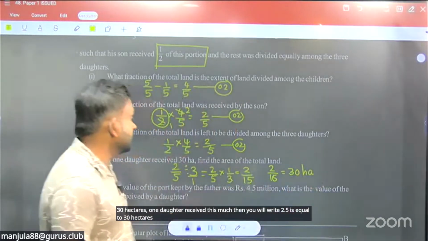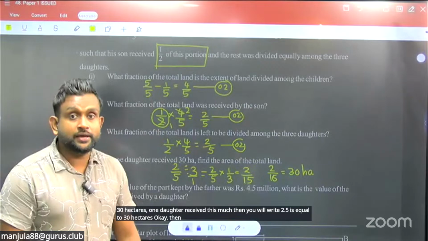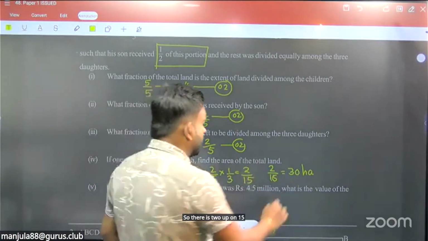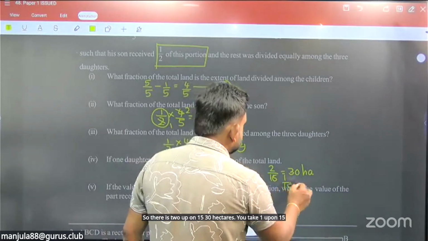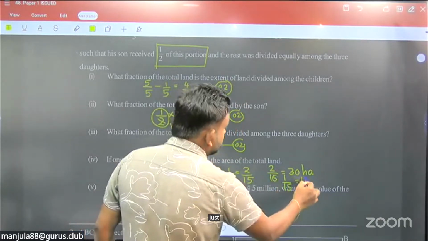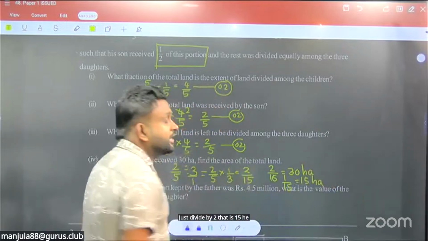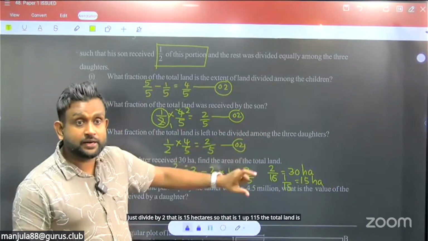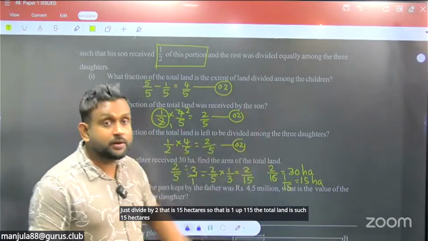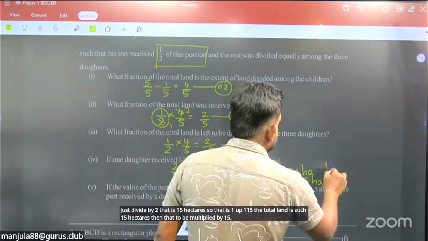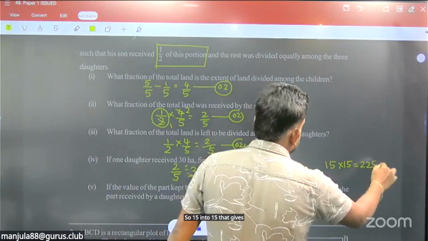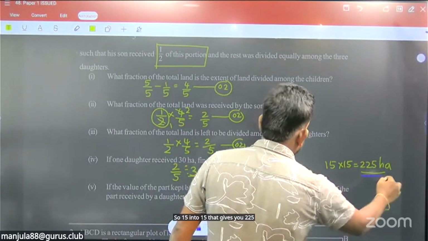Then find the area of the total land. So that is 2 upon 15, 30 hectares. You take 1 upon 15, how much? Just divide by 2, that is 15 hectares. So that is 1 upon 15. The total land is then 15 hectares multiplied by 15. So 15 into 15 gives you 225 hectares in total.